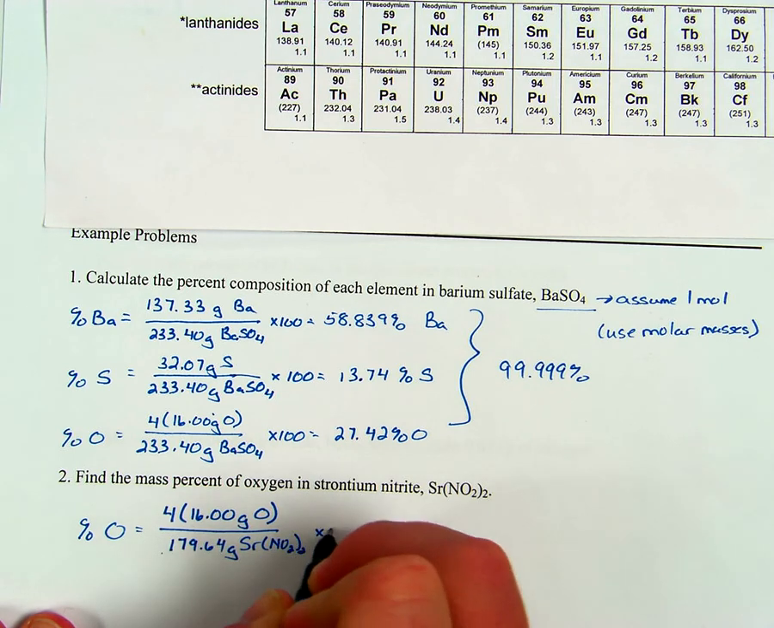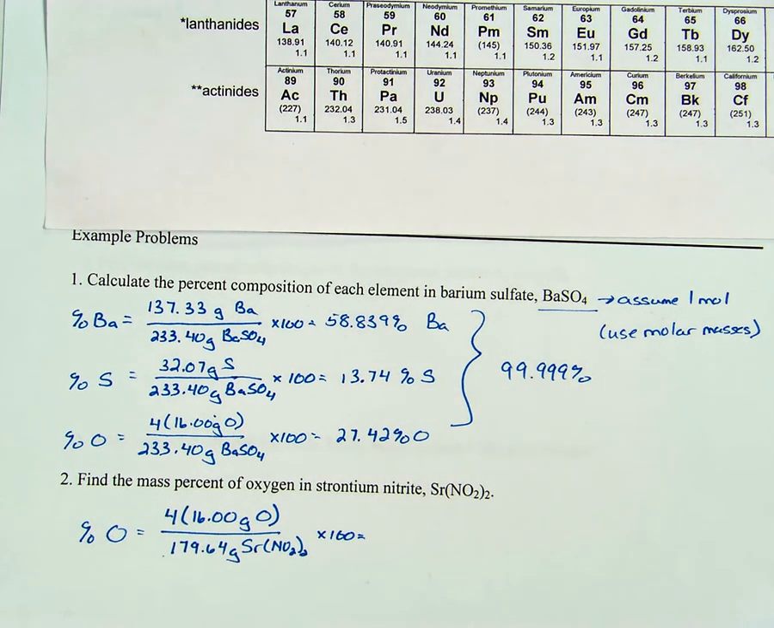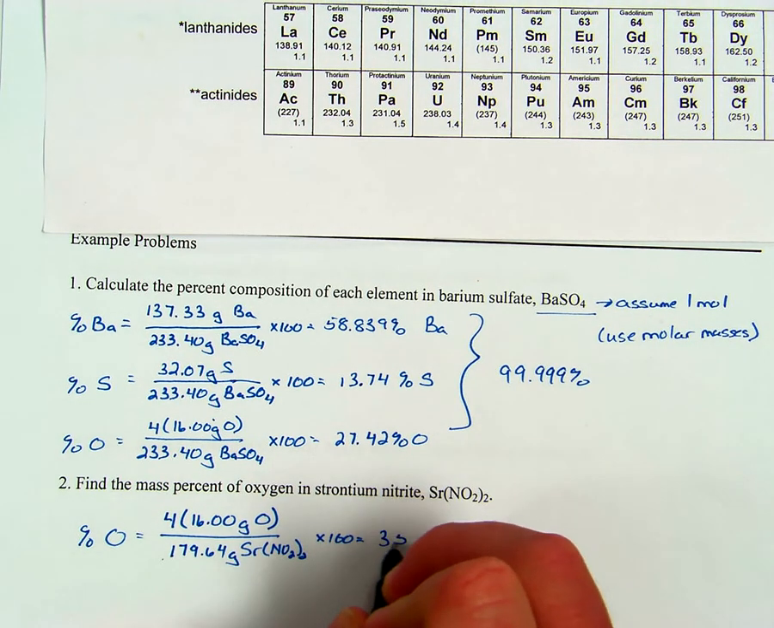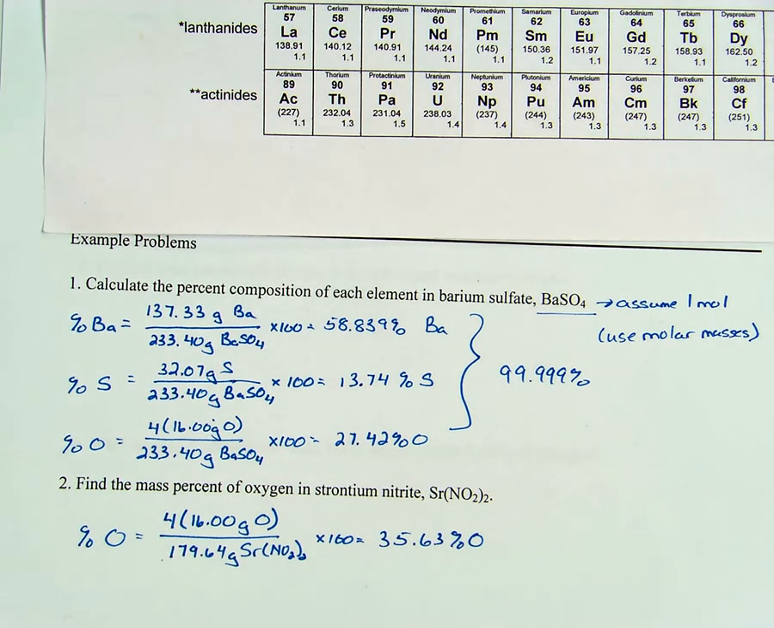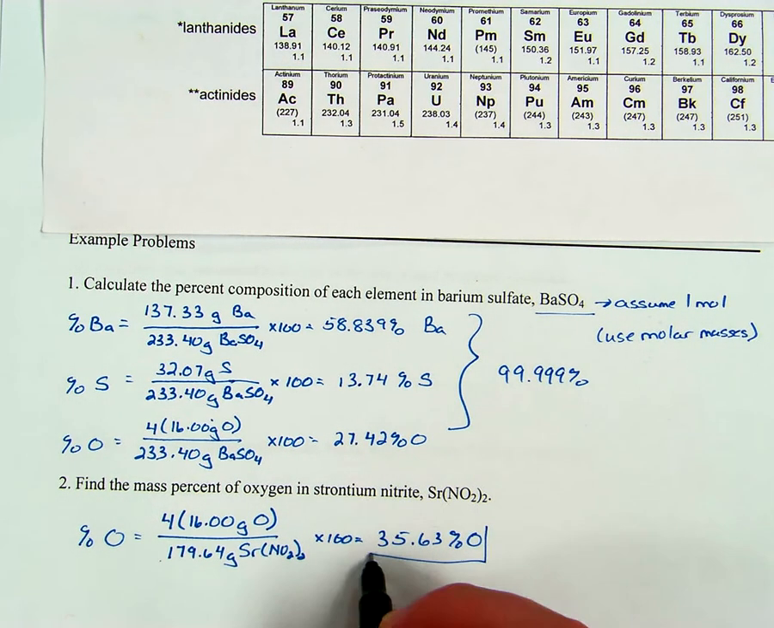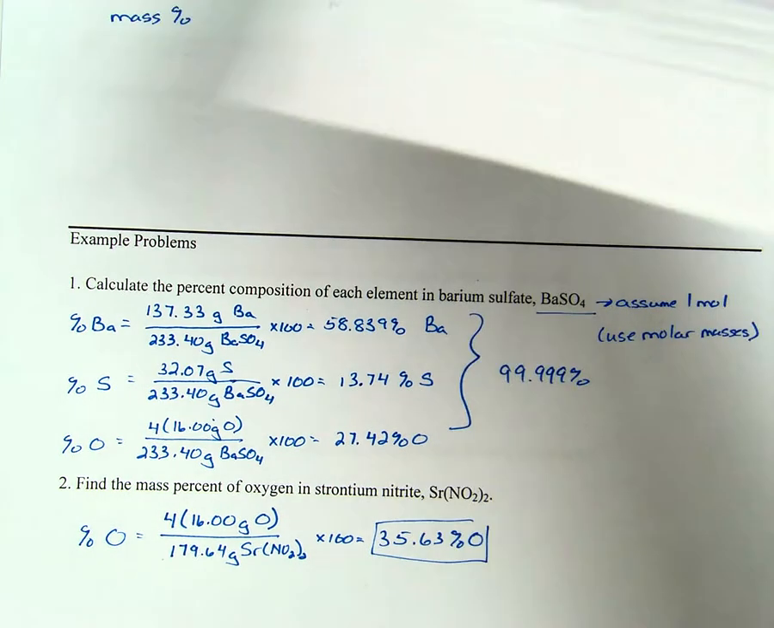And I multiply it by 100. Let's see, we'll divide it by 179.64 times 100, and I get 35.63% oxygen. Alright, couple more example problems here. Number 3 is a little different.